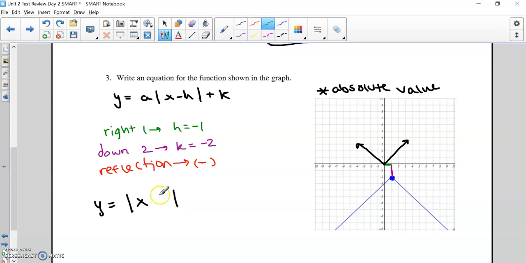H is negative 1 and k is negative 2. And lastly, we have a negative sign up front to flip our graph. Okay, and that is all.